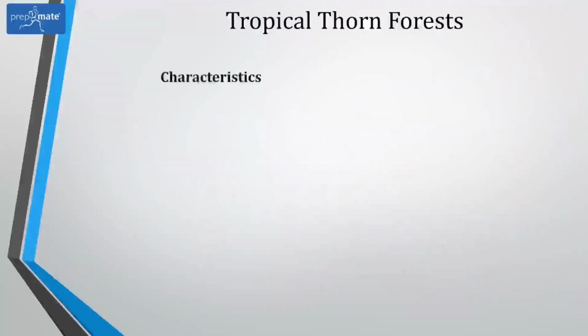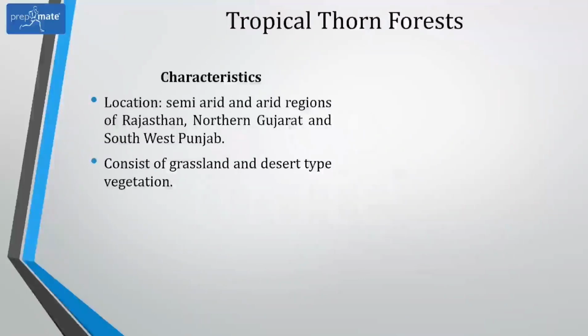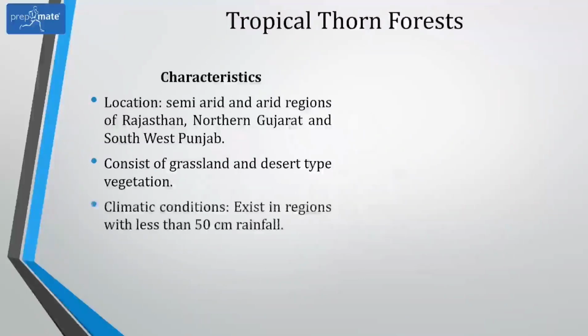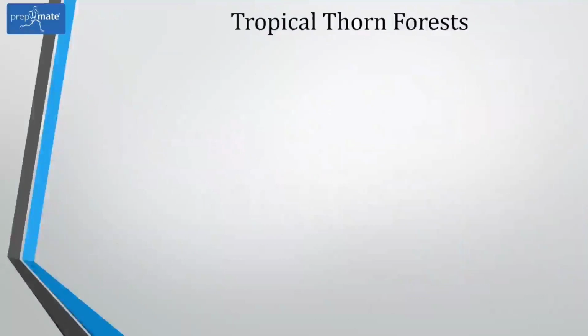Tropical thorn forests. Tropical thorn forests are found in semi-arid and arid regions of Rajasthan, northern Gujarat, and southwest Punjab. These forests consist of grassland and desert type of vegetation and thrive in areas which receive less than 50 centimeters of rainfall annually. They are also known as savanna type of vegetation because the single longest stretch of these forests is found at a place called Savannah in Sudan. Important plant species found in these forests are babool, bear, neem, khejri, etc.